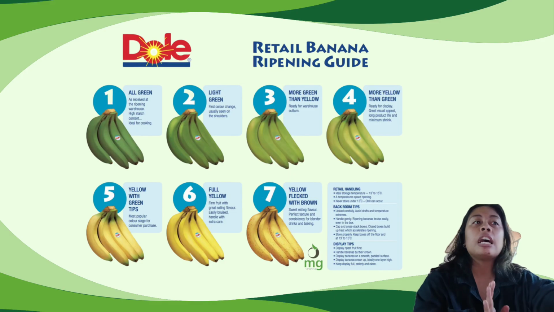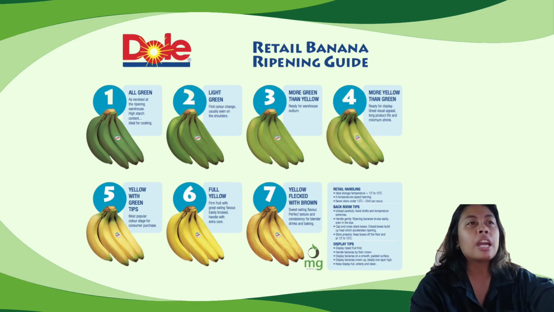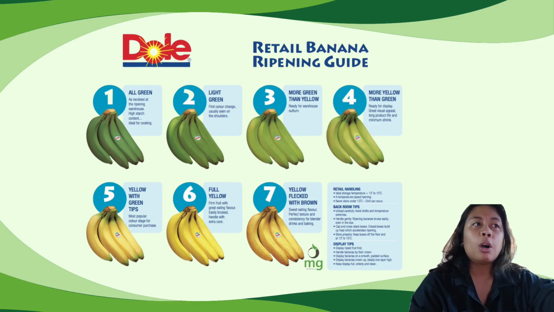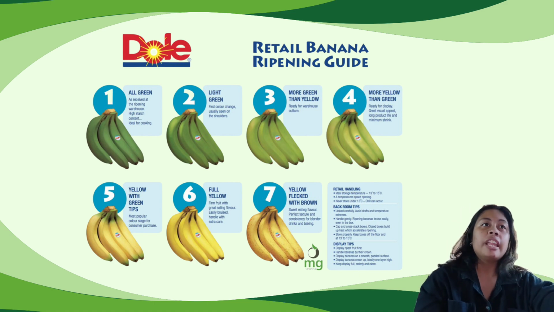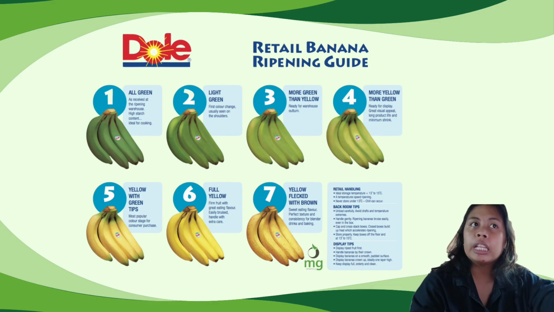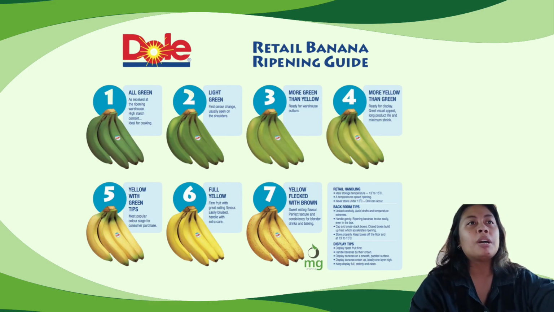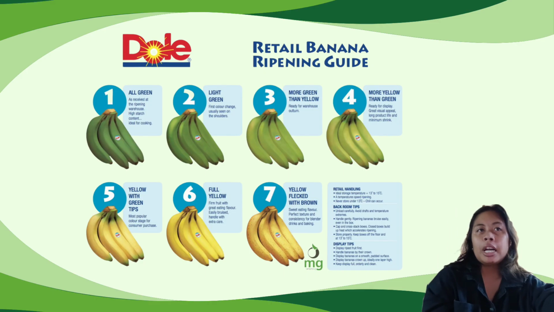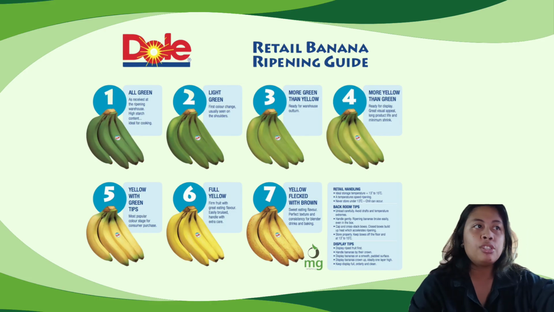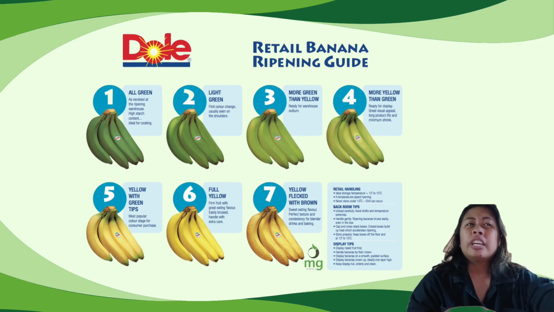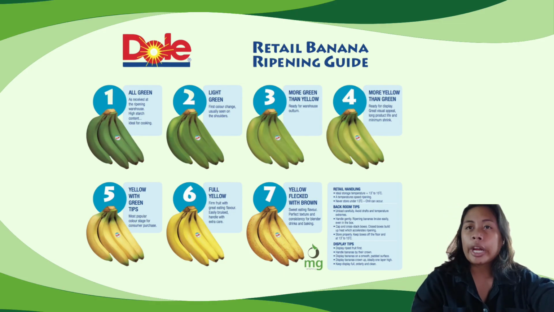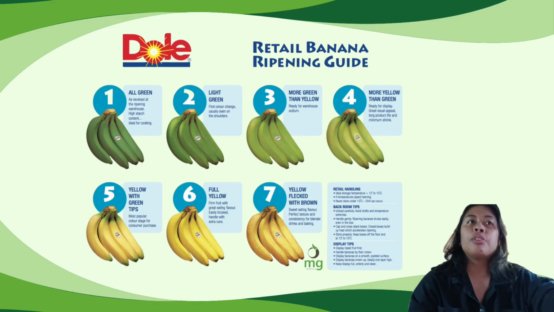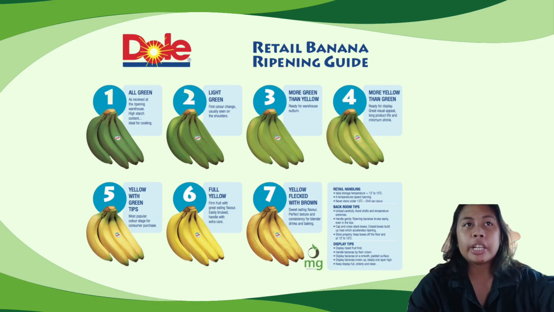Next stage is light green. There is a slight change of color, but it is mostly green. The next stage is more green than yellow. It starts to turn yellow, but at this stage it is still mostly green, though it is ready for warehouse handling. Stage 4 is more yellow than green.